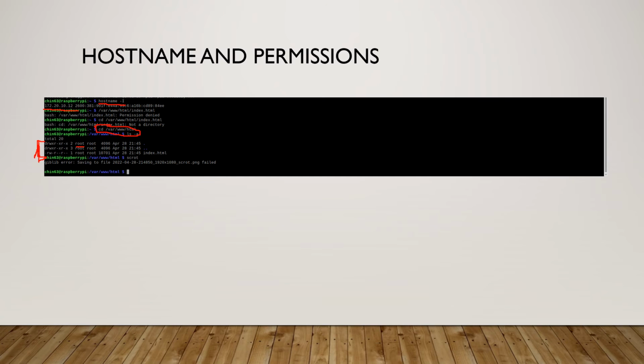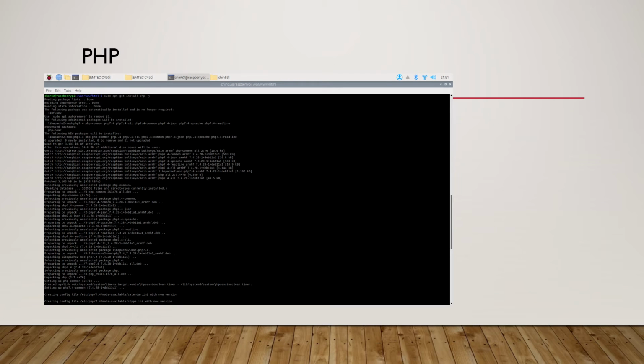Next, we move to PHP. We're still in /var/www/html, and we're going to install PHP with sudo apt-get install php -y. And you can see it's reading the package list and unpacking all this stuff, unzipping and unpacking. And then, as you can see on the bottom, it's creating the configuration files for these modules for PHP.